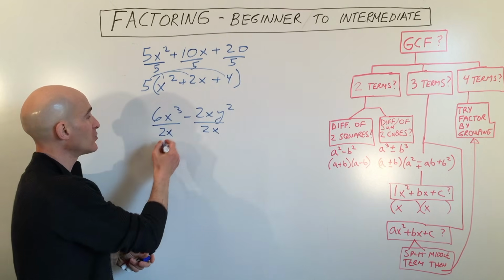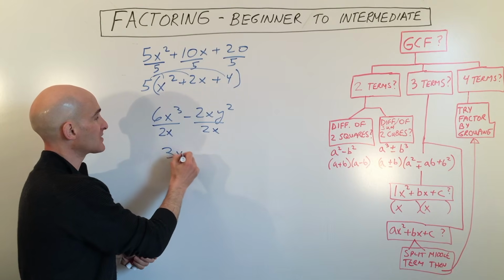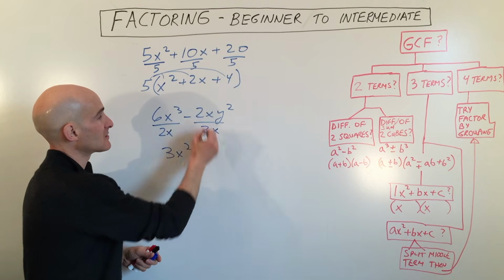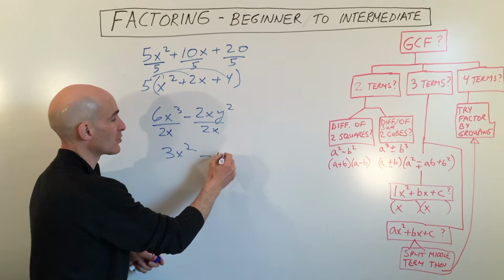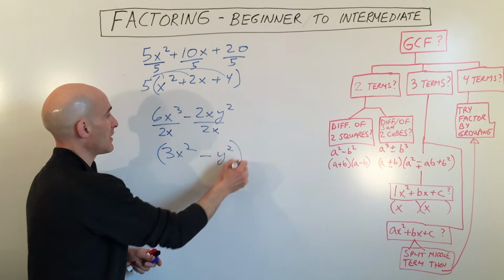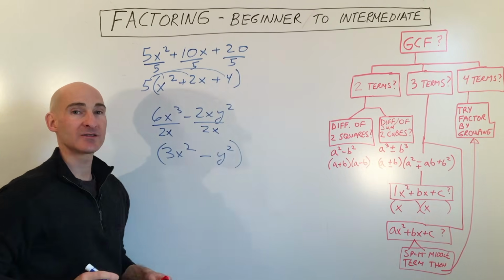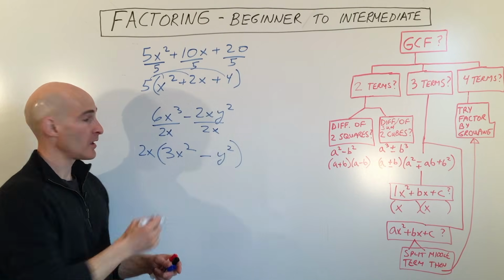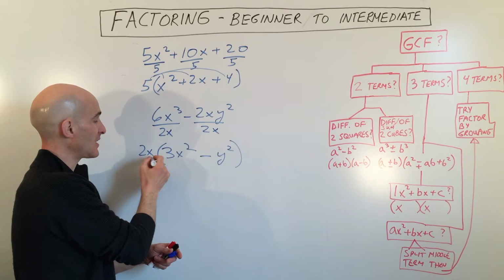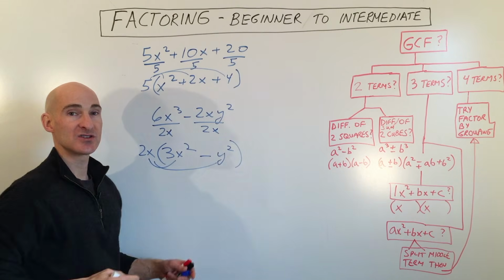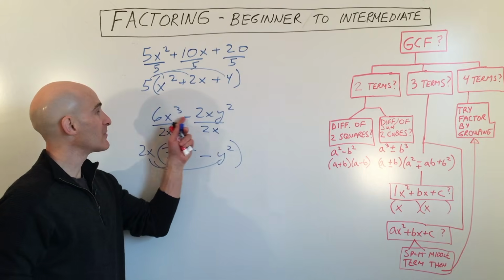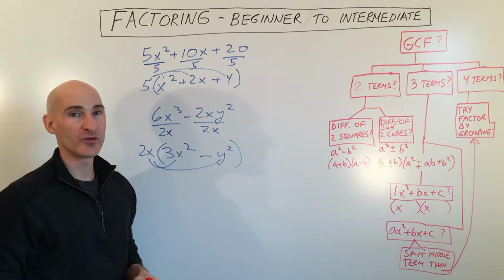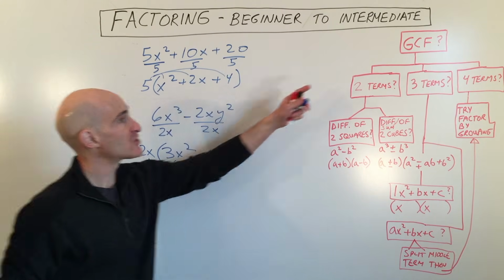So what we're going to do is divide, and we've got 3x squared minus, the 2's cancel, the x's cancel, we're left with y squared. And now what happens to the 2x? That's going to come out in front of the parentheses, like so. And if you distribute the 2x back into the parentheses using the distributive property, you're going to get back the original polynomial that we started with. So that's the first step in factoring.